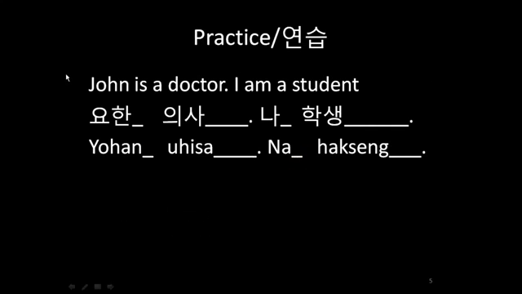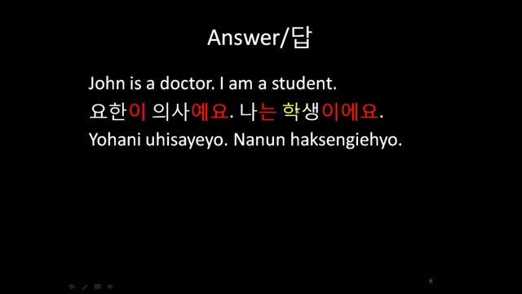So let's do an exercise. There are two sentences you will have to translate. The first sentence is John is a doctor, and the second sentence is I am a student. So let's tackle the first sentence. The first sentence will be 요한이 의사예요. The second sentence will be 나는 학생이에요. So the first sentence used the subject marker 이 to denote that John was the subject of the sentence. The second sentence used the topic marker 는 to denote that the topic of the sentence changed.